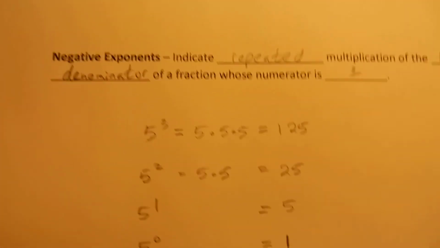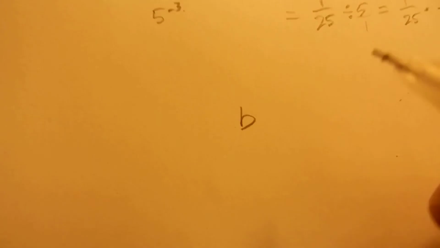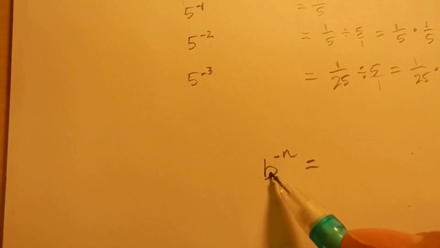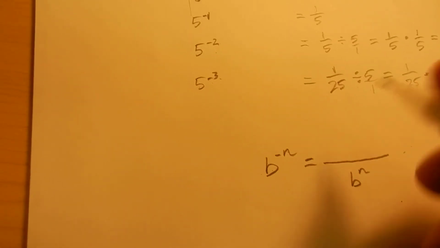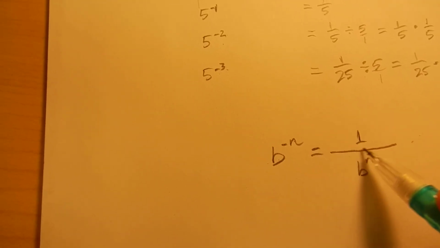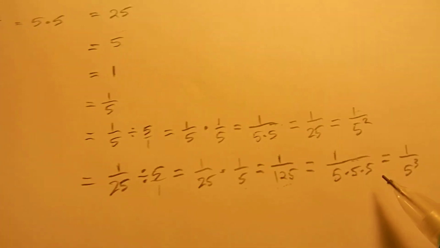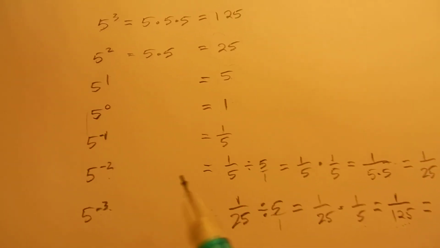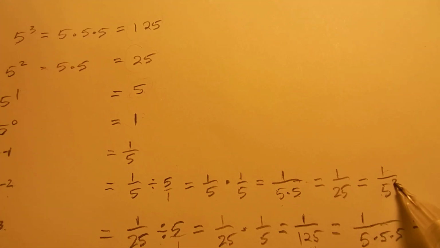And in general, that's a 1, by the way. So in general, if I have a number base b, whole number, and I have a negative exponent, that means you take n b's, multiply them together, but do it on the denominator of a fraction whose numerator is 1. So b to the negative n power equals 1 over b to the positive n power. 5 to the negative 3 power means 1 over 5 to the third power positive. 5 to the negative 2 power means 1 over 5 squared, that being positive.